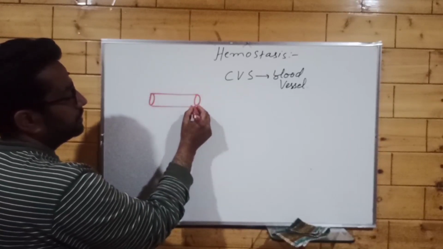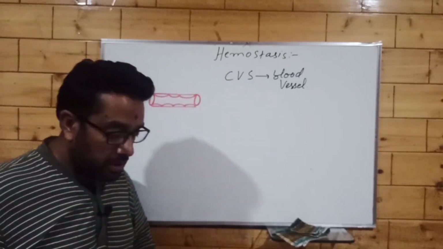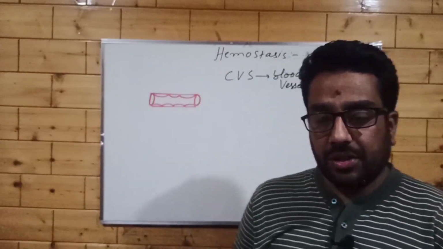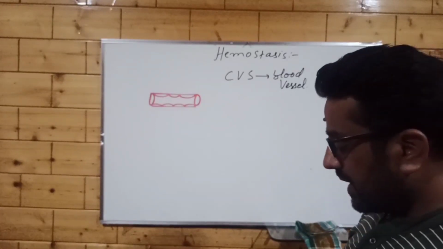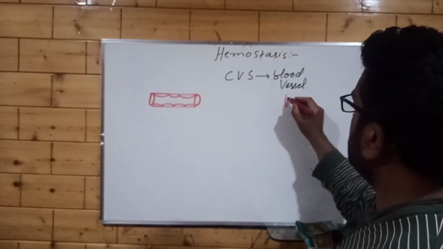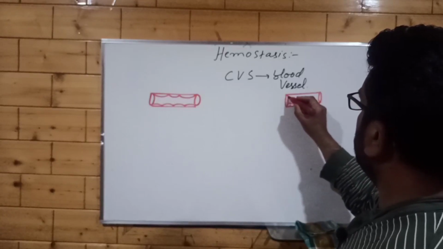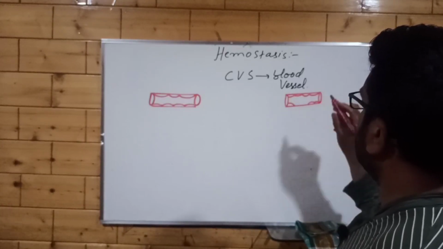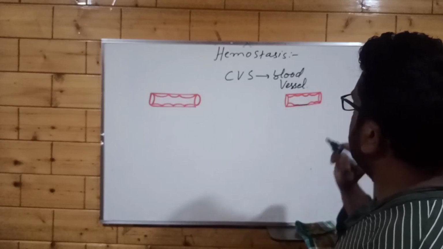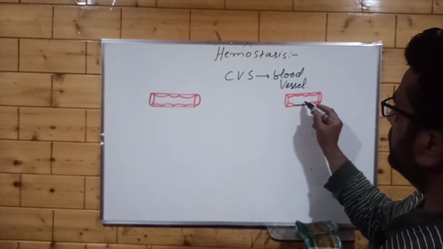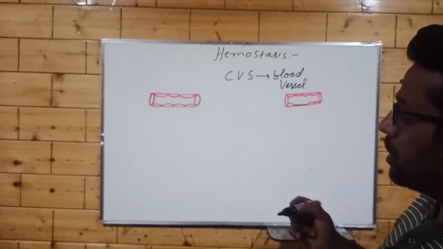This is a blood vessel. This is endothelium. It's quite normal. There is no injury to the blood vessel or to its endothelium. The second aspect is when there is damage to the cardiovascular system or to the blood vessel. Say, for example, here is an injury, here is a puncture in the blood vessel. So here is a site of injury, where damage is done to the blood vessel or to the cardiovascular system.